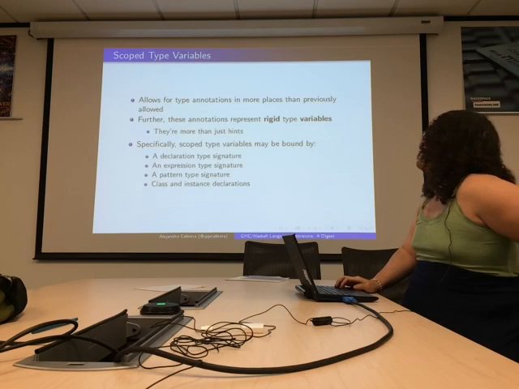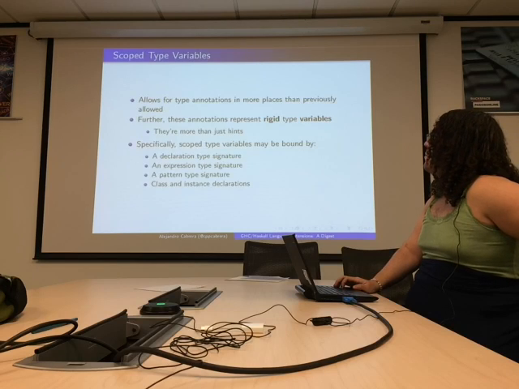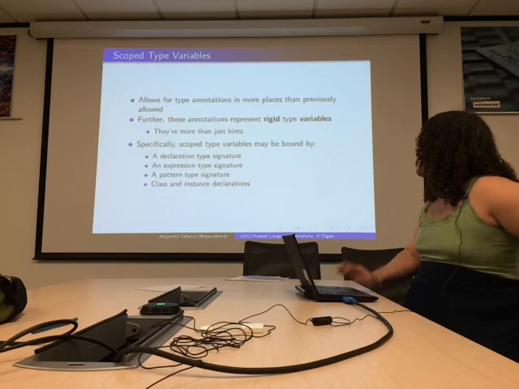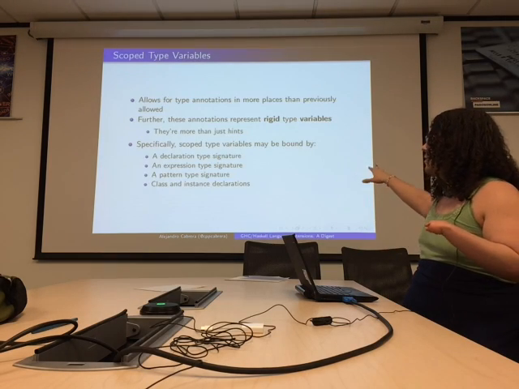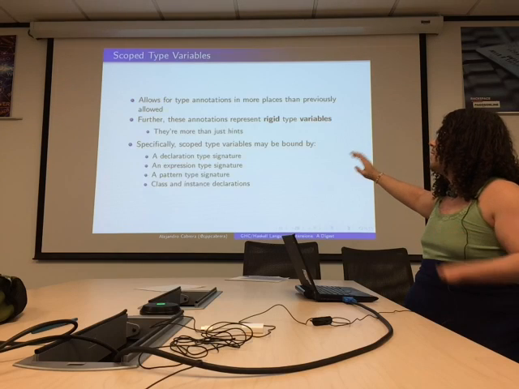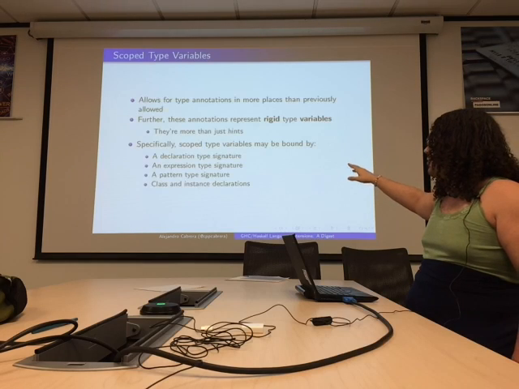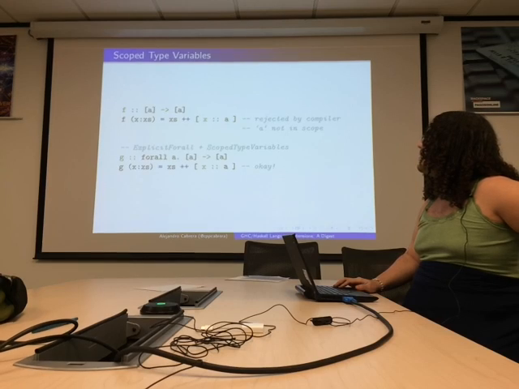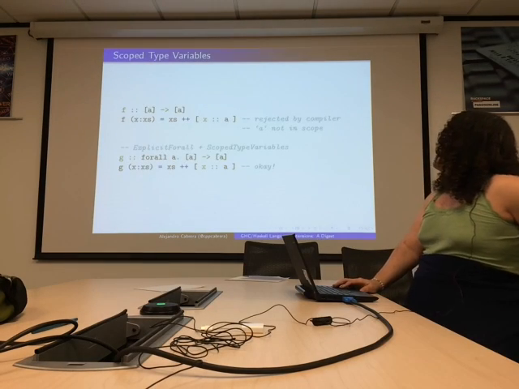Scoped type variables. It allows type annotations in more places than previously allowed, but it's more than just annotations. They actually represent rigid type variables. I won't get too much into that. The user guide has better definitions, but the specific places you can deal with these are a declaration type signature, expressions can be annotated, patterns, class and instance declarations, and... Is that an example? Okay, yay, I actually did something. I wasn't quite getting what's going on.